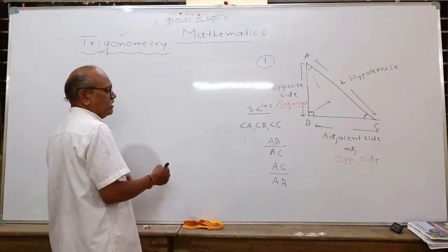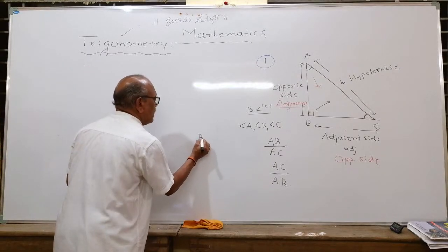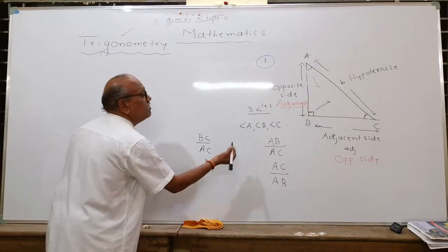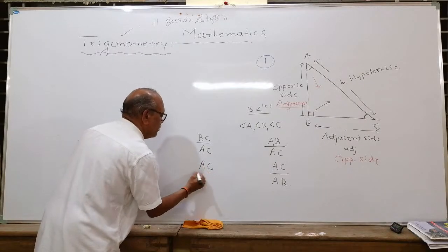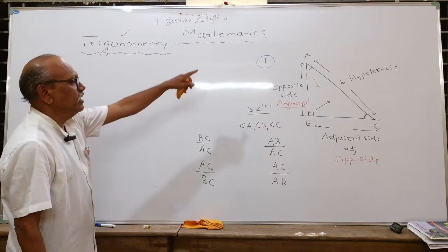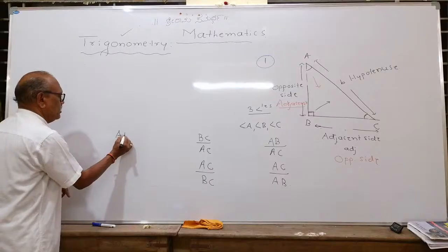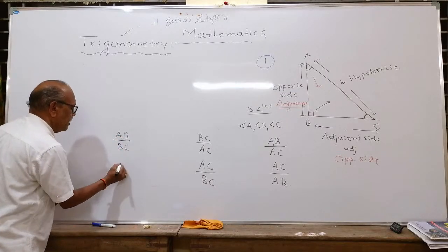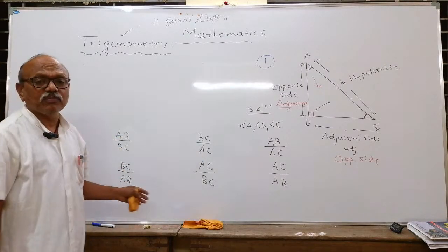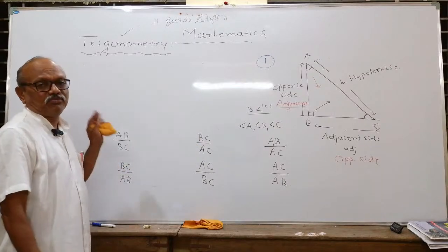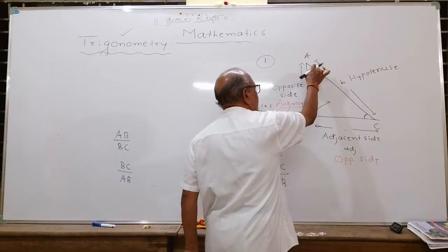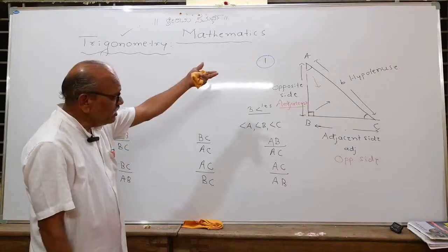Yes, I will take the other ratio. You take BC upon AC, and the reciprocal of it will be AC upon BC. Two more ratios are AB upon BC, and the reciprocal of it will be BC upon AB. Totally how many ratios are possible? Only 6 ratios are possible, because given 3 sides, taken 2 at a time, only 6 ratios are possible.